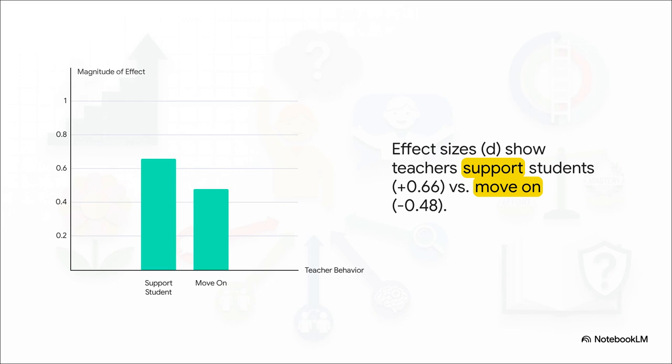And we have the data to back this up. In these studies, they use something called an effect size to measure how much impact a behavior has. Basically, a positive number is good, a negative number is bad. And as you can see, the impact of supporting a student to get the right answer is strongly positive. The impact of just moving on, it's negative. No opt-out essentially forces every teacher to adopt the high expectation behavior every single time.